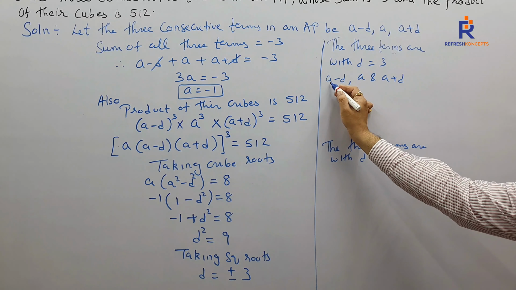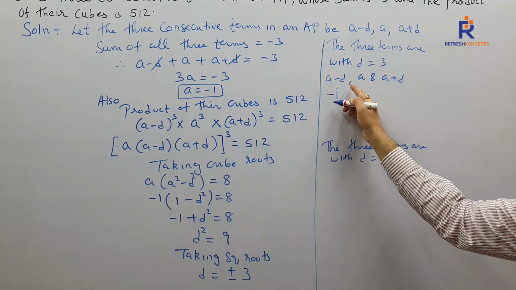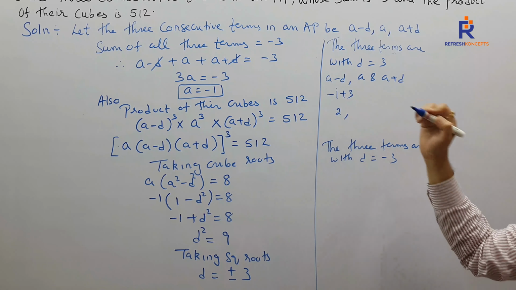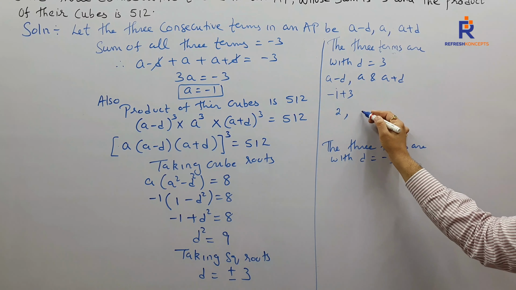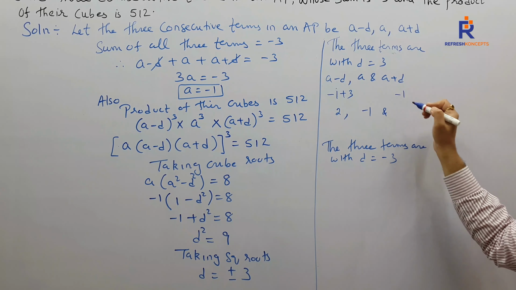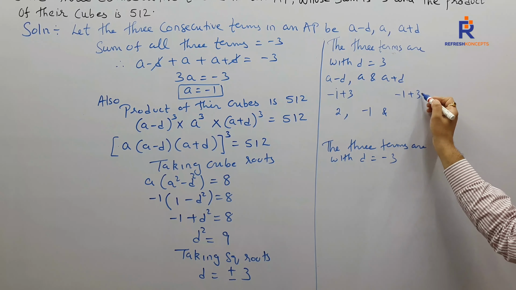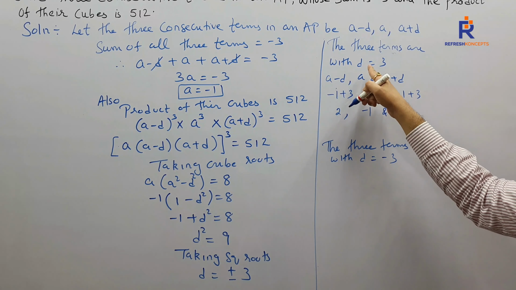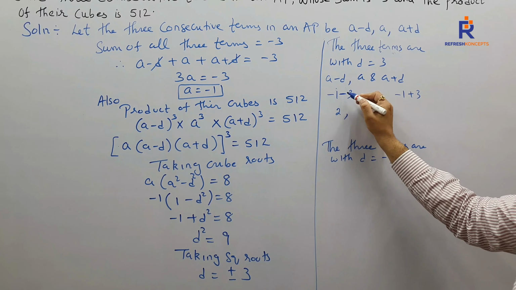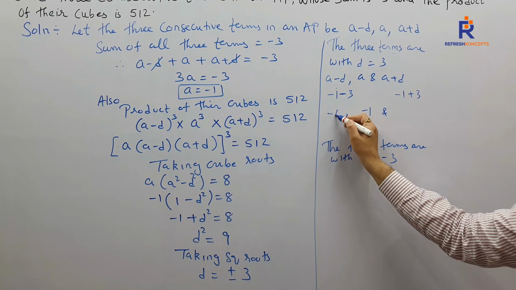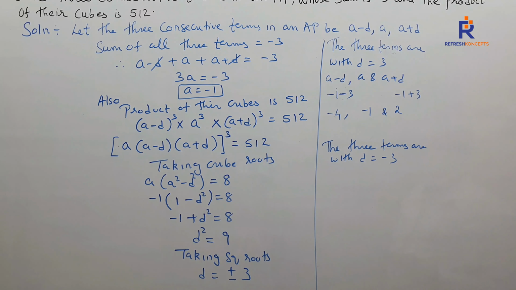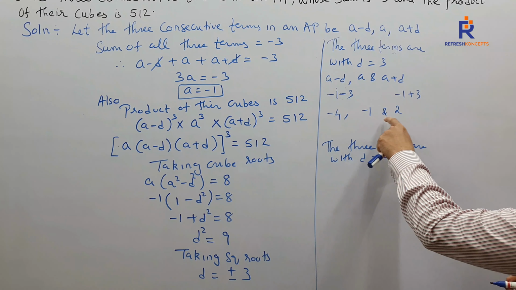Let's start. When we say a minus d, a is minus 1, d is plus 3, so minus 1 plus 3 is 2. A, which is minus 1, and a plus d, a is minus 1, this is plus 3, minus 1 plus 3 is 2. I'm so sorry, first it was a minus d, my mistake, so here it is minus 3, so this is going to be minus 4, correction, minus 4, minus 1, and here it is going to be 2. So what are the three terms? Minus 4, minus 1 and 2.